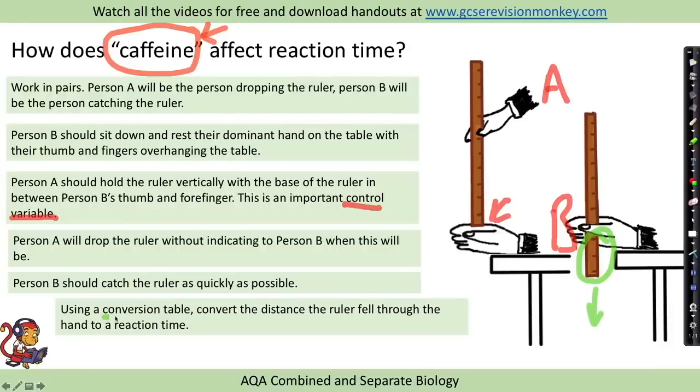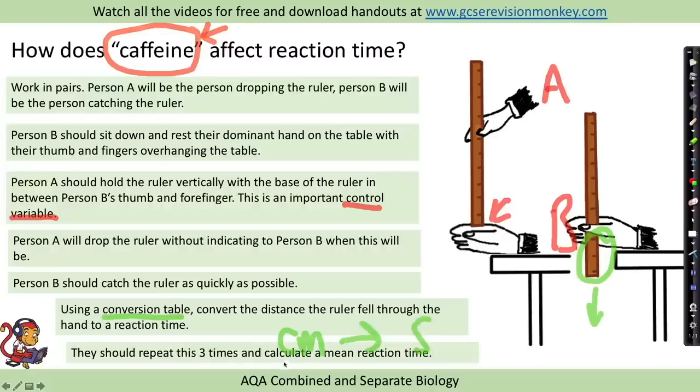We can then use a conversion table to convert the distance the ruler fell through the hands into a reaction time. So this will turn the centimetres from the ruler into a time in seconds. We would then repeat this 3 times and calculate a mean reaction time. So you've got the reaction time for person B.